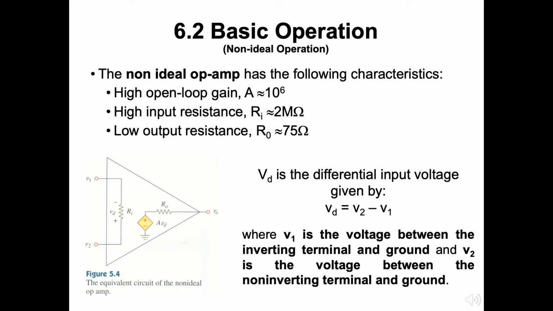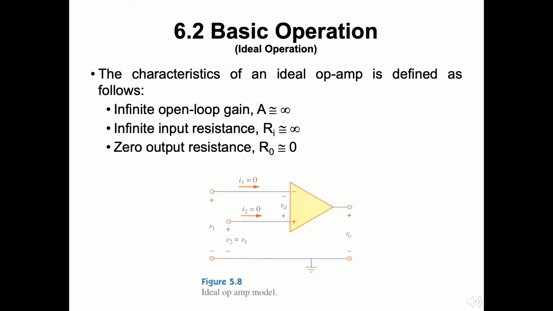It has several characteristics to be followed: high open loop gain, high input resistance and low output resistance. Here, we understand that the VD on the input side is the voltage difference of V2 and V1, where V1 is the voltage between the inverting terminal and ground and V2 is the voltage between the non-inverting terminal and ground. Now we will move to the ideal operation type of op-amp.